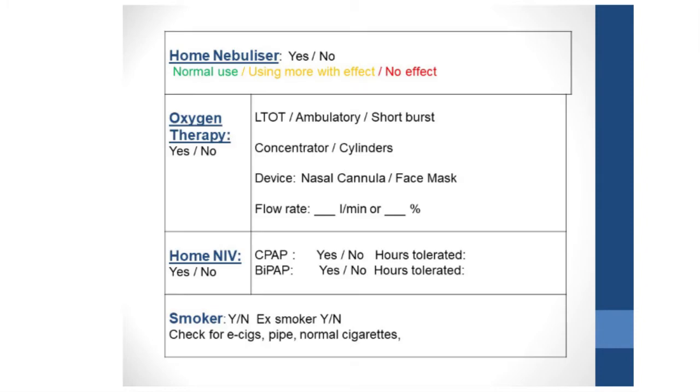Find out if they have a home nebulizer, and if they do, you want to know, have they been using it frequently, and if they have, what's their normal use? So is it BD and then maybe they've been using it QID and it has been effective, or maybe they've been using it more frequently and it hasn't been of effect.